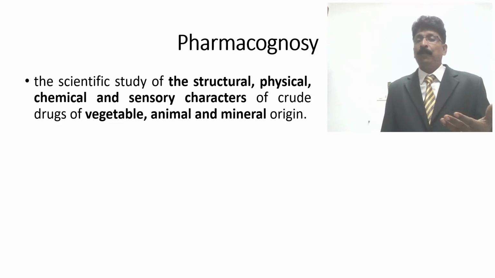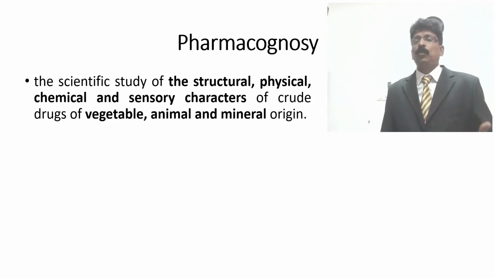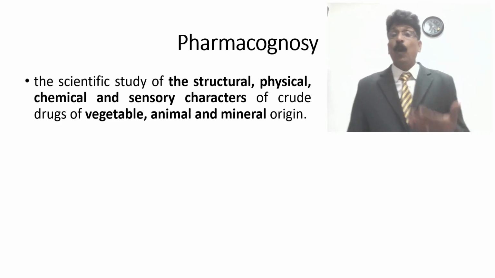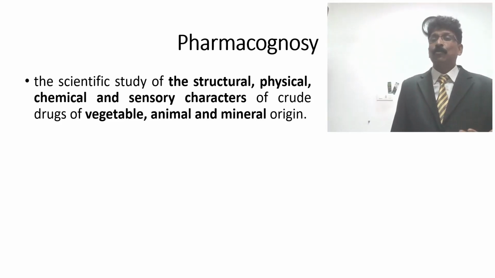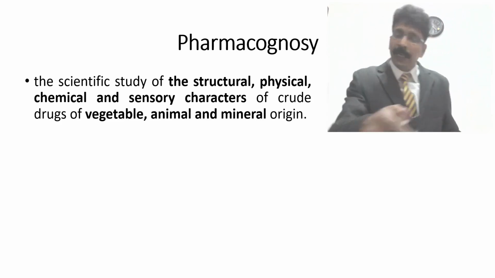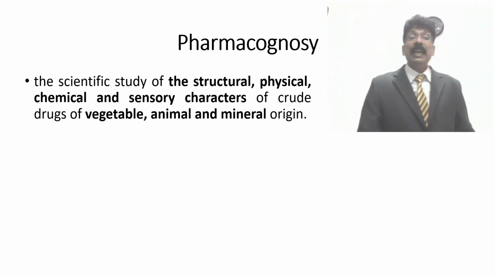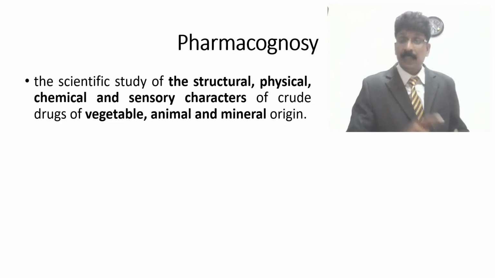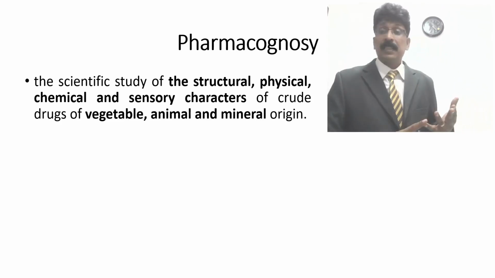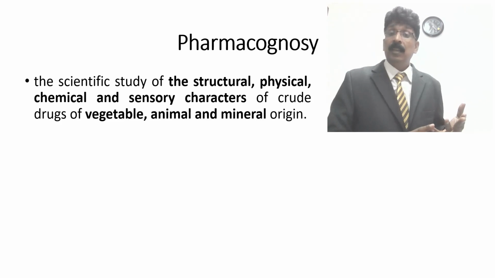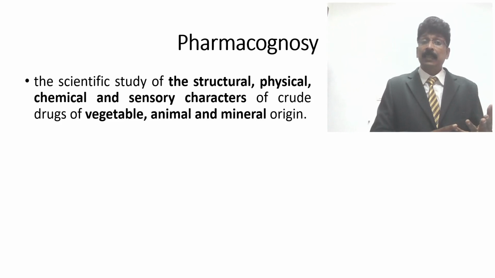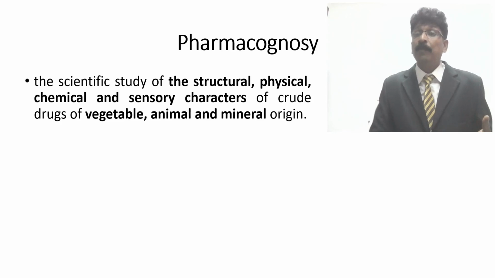Anywhere, if you want to write about any subject, you need to know what it is, what its importance is, what its significance is. All these things have to be known by the student, then only he can express them in the paper. So pharmacognosy is the scientific study of structural, physical, chemical and sensory characters. So, chemical structures, and physical and chemical characters. Apart from that, sensory characters. What do you mean by sensory characters?